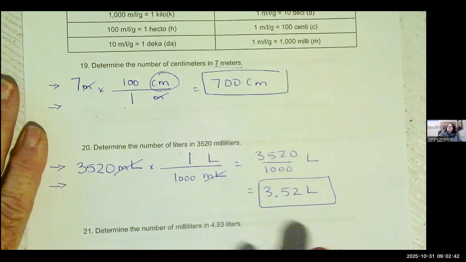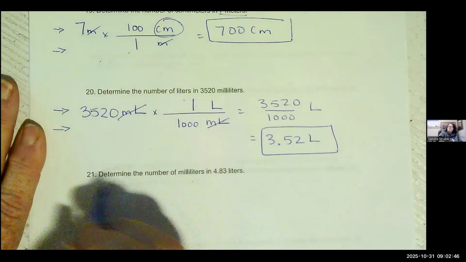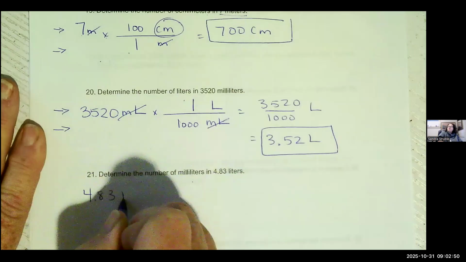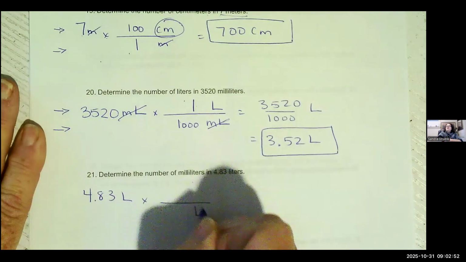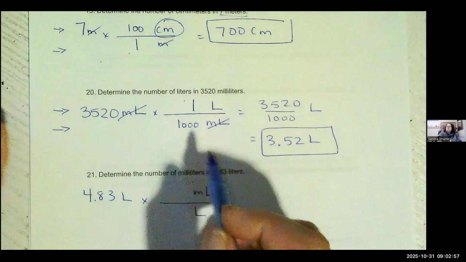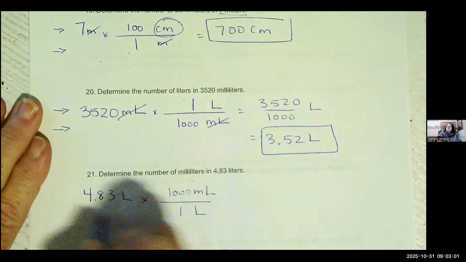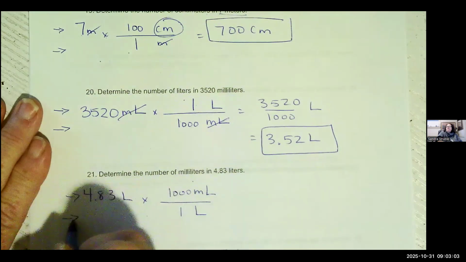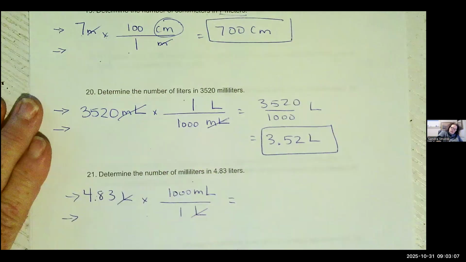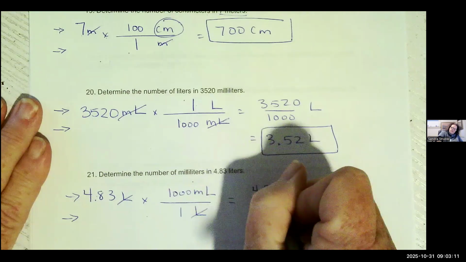Determine the number of milliliters in 4.83 liters. Start with what you're given. We don't want liters, we want milliliters, and we know we can do this in a one-step conversion because we know that there's 1,000 milliliters in 1 liter. Multiply straight across. My liters are gone. 4.83 times 1,000 is 4,830 milliliters.